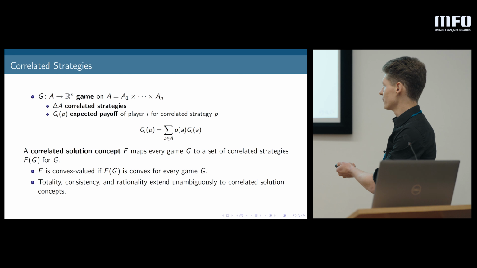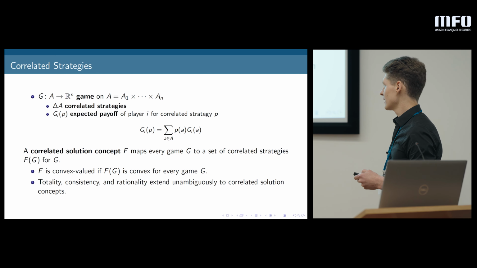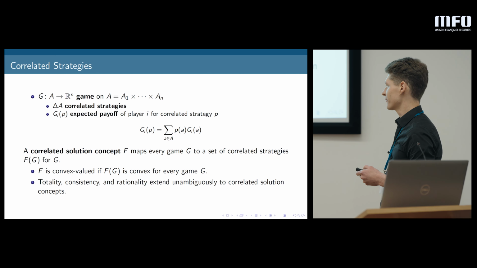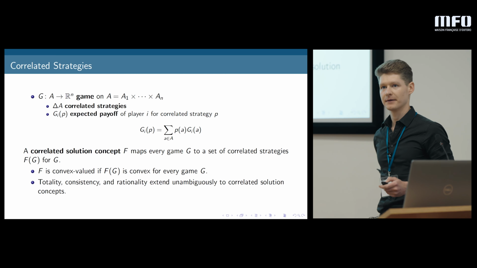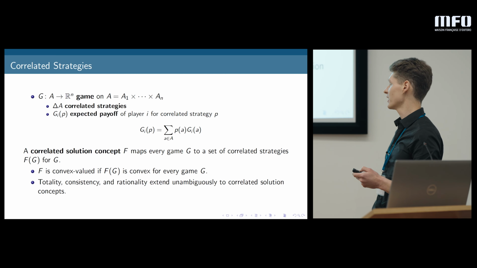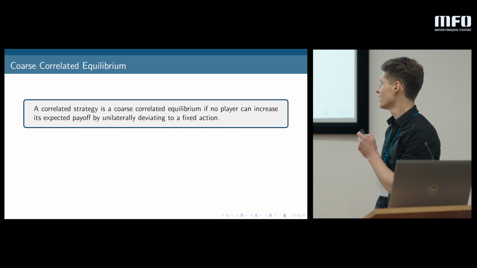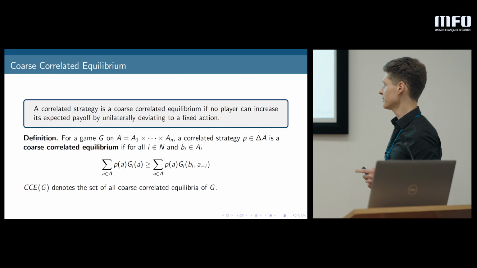For the axioms we had before, most of them extend straightforwardly to correlated strategies. But for consequentialism, it's less clear. So there are two different extensions to correlated strategies. So let's have a look at that again.